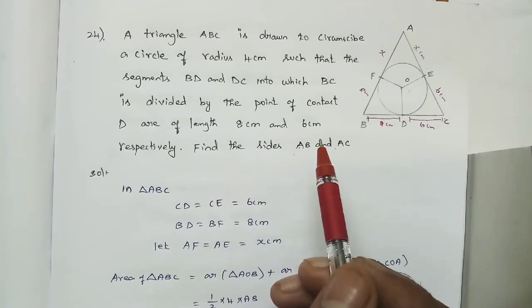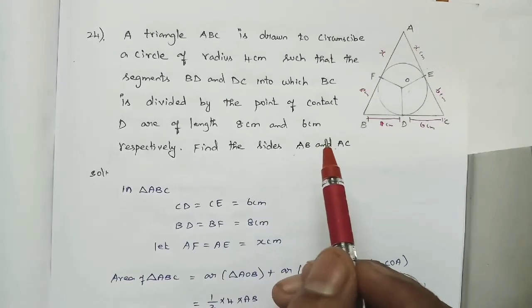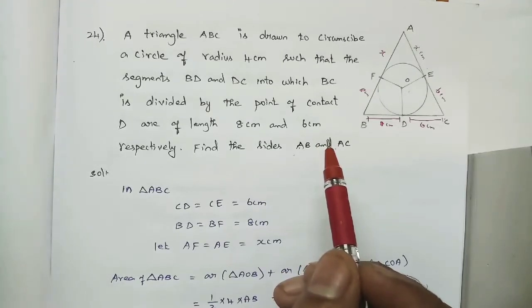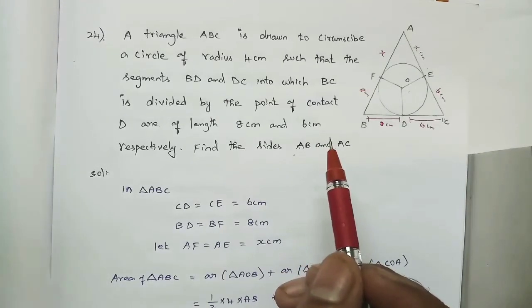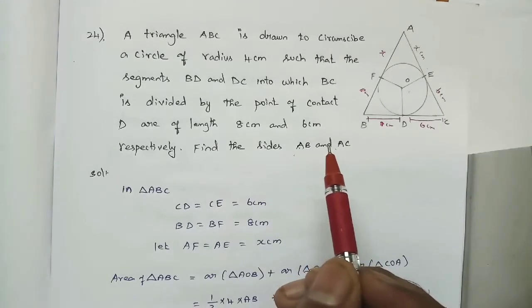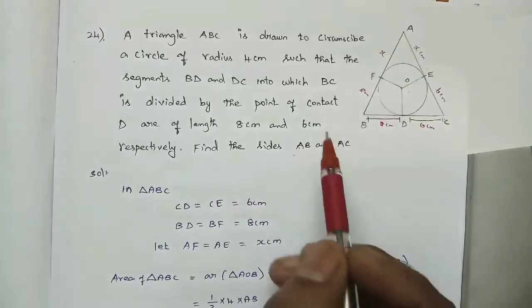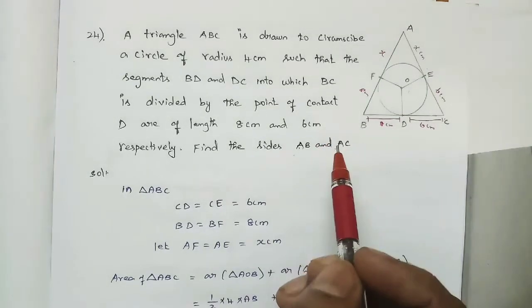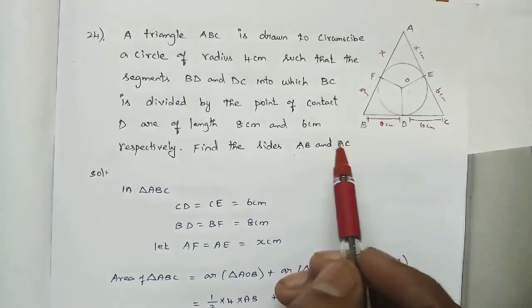We have a formula, the area of triangle formula. Area of a right angle triangle means half into base into height, right? If you know the base and height, we can use the formula half into base into height. The next formula is Heron's formula. By using Heron's formula, we can find the area of a triangle, right?